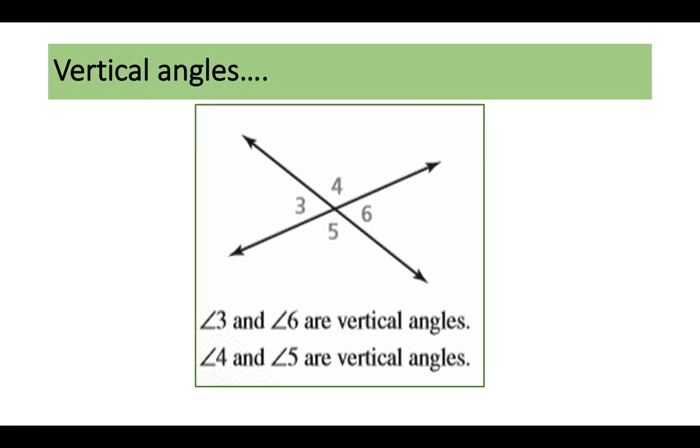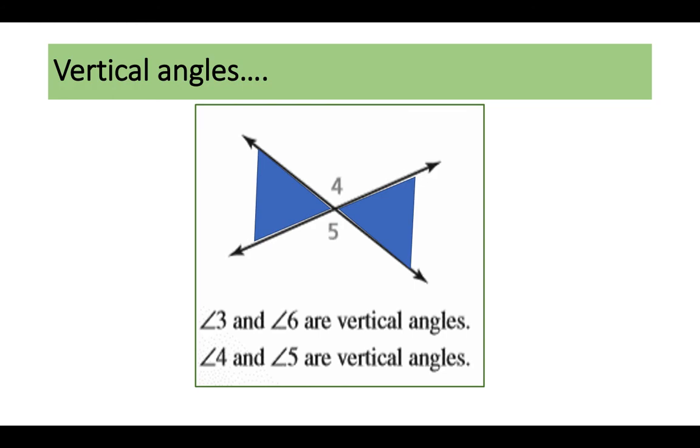Vertical angles, this one's super duper important. 3 and 6 are going to be exactly the same because they're vertical angles. If 3 is 25 degrees, 6 will be 25 degrees. If 4 is 110 degrees, 5 will be 110 degrees. So 3 and 6 are vertical angles. They are the same always, so long as they're made with straight lines, right?